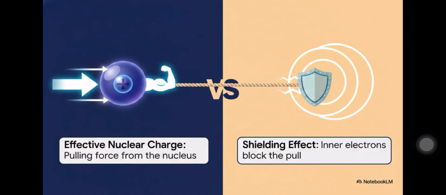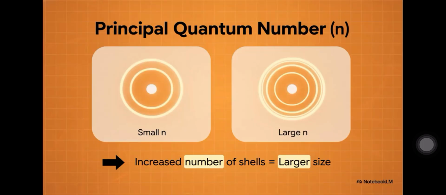So it's simple. If the effective nuclear charge wins, the atom shrinks. If the shielding effect wins, the atom expands. The third and final factor is the principal quantum number, which is really just a fancy scientific way of saying the number of electron shells the atom has. Think of it exactly like adding layers to an onion. The higher the principal quantum number, the more shells the atom has. And obviously, more shells mean a bigger atomic size. A lower number means fewer shells and a smaller atom. It really is that straightforward.